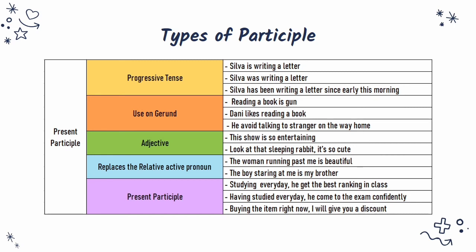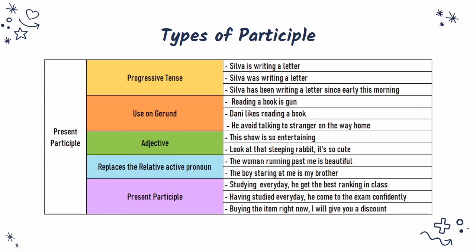Types of participle. Present participle, progressive tense. The example: Silva is writing a letter. Silva was writing a letter. Silva has been writing a letter since early this morning. Present participle used as a noun. The example: reading a book is good. Daniel likes reading a book. He avoided talking to a stranger on the way home.